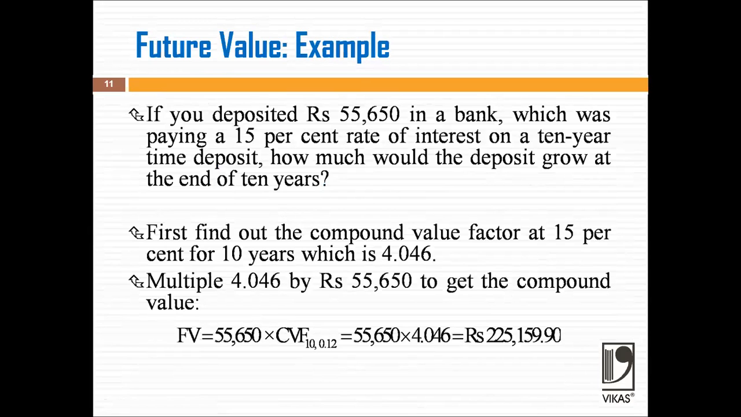Now we will discuss one example, right? If you deposited rupees 55,650 in a bank which was paying a 15% rate of interest on a 10-year time deposit, it's a fixed deposit, how much would the deposit grow at end of the 10th year, right? So we need to note it down. You have 55,650 today. Today you deposit 55,650 in a bank. It pays 15% rate of interest for 10 years of time.